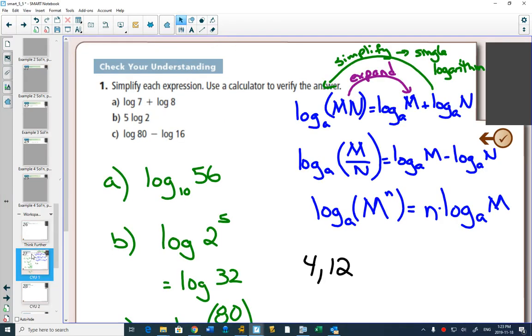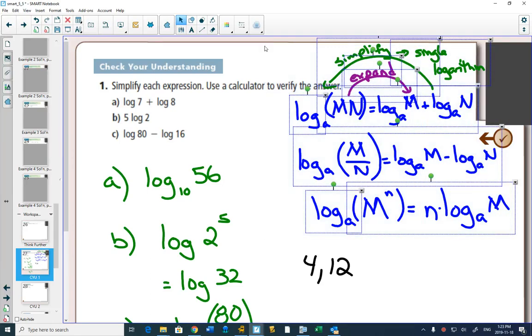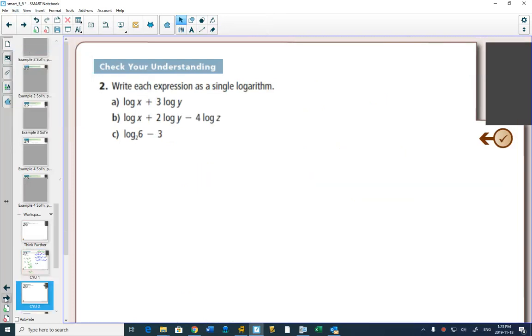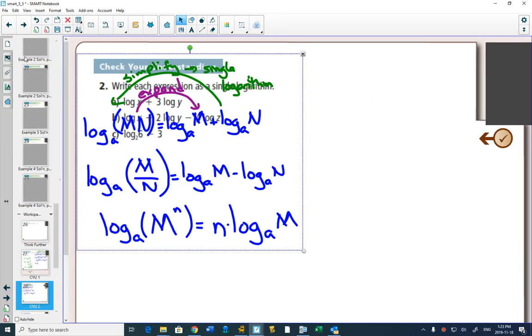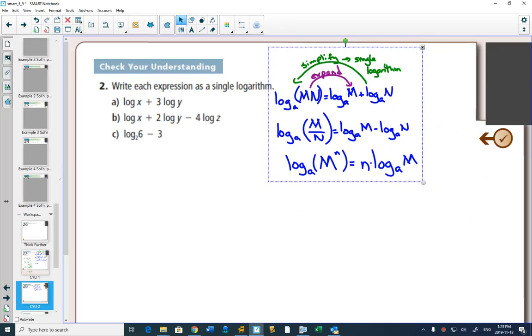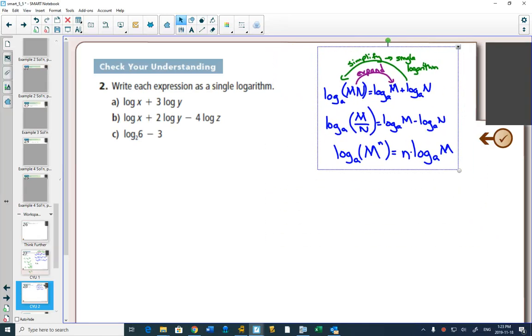I'm going to steal our formulas from this page and paste them so we have them available over here as well.